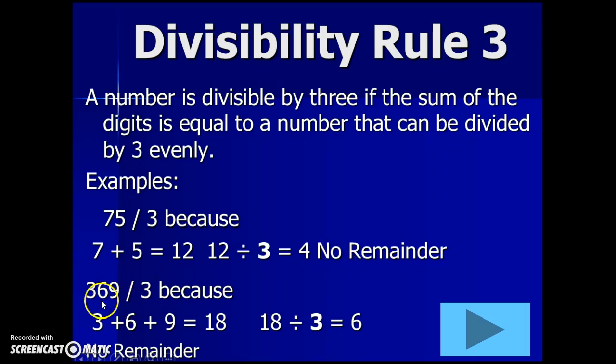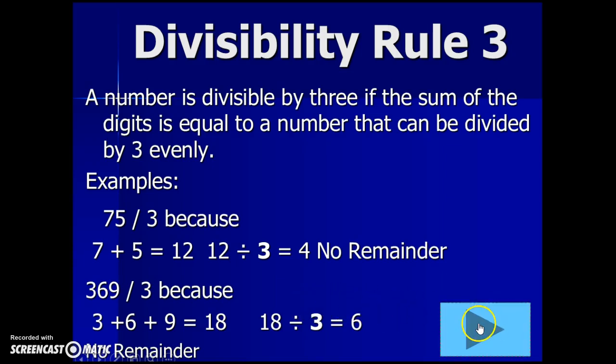The same can be said for the number 369, because if you wanted to divide that by 3, but you wanted to check the divisibility rule first, you take the 3 digits in 369, separate them apart, and add them together. 3 plus 6 is 9, and 9 plus 9 is 18. Divide 18 by 3, and if you get an exact whole number, which you do in this case, 6, then that means the 369 that we started with is also divisible by 3.